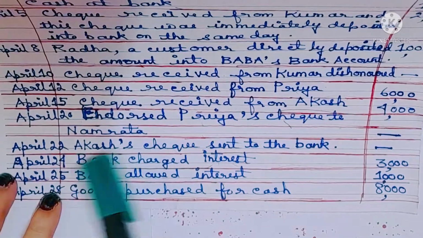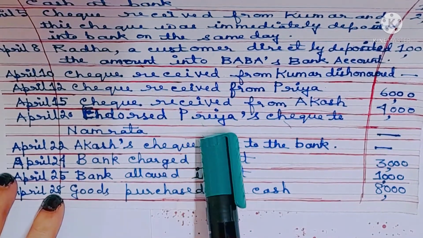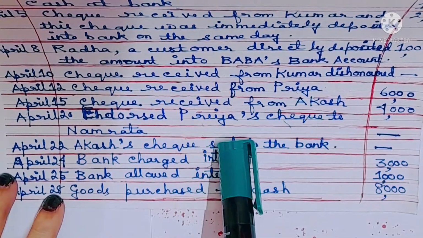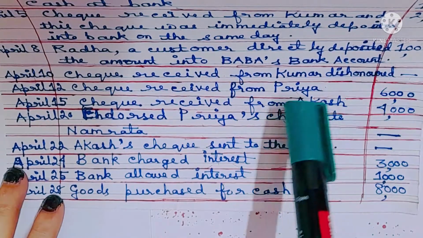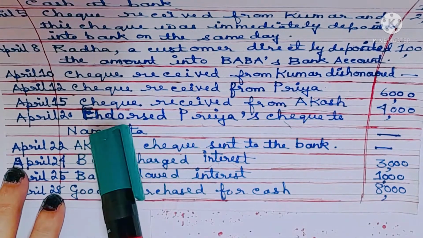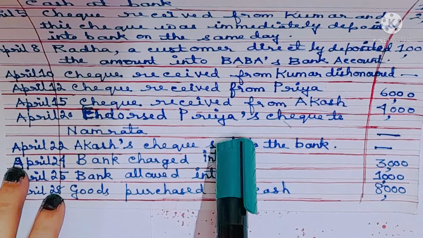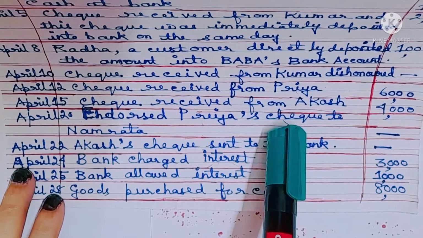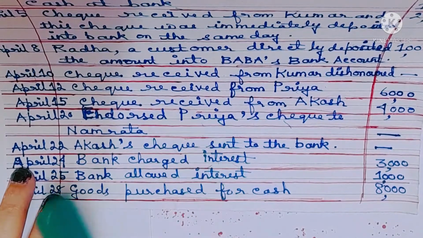The next transaction is on 20th April, endorse Priya's check to Namrata. So what will be the journal entry? Namrata account debit to check in hand account. What was the previous journal entry? When we received the check from Priya, check in hand account debit to Priya account, since the check was not deposited into bank on the same day. So on 20th April, when Priya's check was endorsed to Namrata, what will be the journal entry? The journal entry will be Namrata account debit to check in hand account. And what will be the amount? See, 6,000.